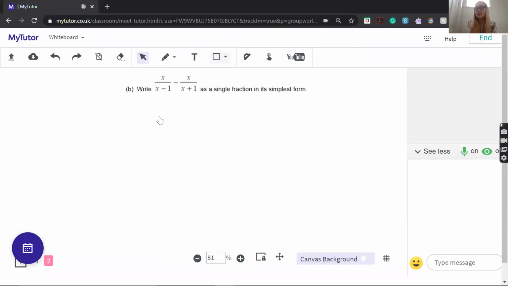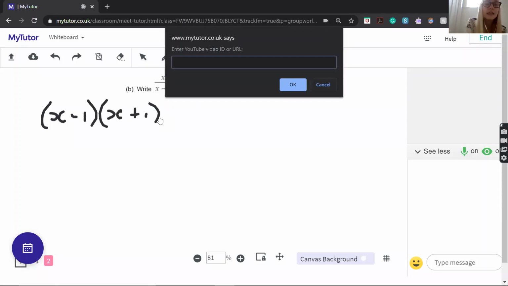So this is slightly different, but the same principle is going to follow. So we want to write x over (x minus 1) minus x over (x plus 1) as a single fraction in as simple a form as we can. So we're going to do the same thing. We want to get the denominators to be the same, because we can't add or subtract fractions until the denominators are the same. So the only denominator that we know is a multiple of both x minus 1 and x plus 1 is going to be just multiplying them together.